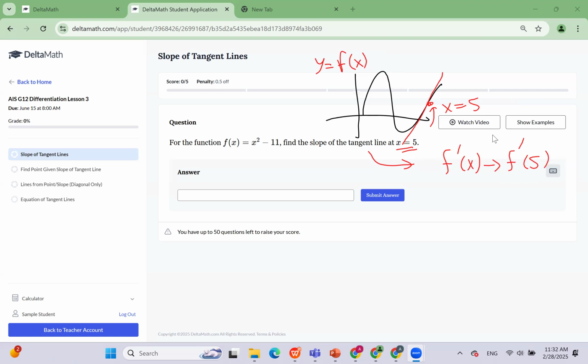So f dash of x equals 2x and then minus 0 because this is differentiated to 0. And then f dash of 5 will just be 10. 2 times 5 equals 10. So the answer here is 10.